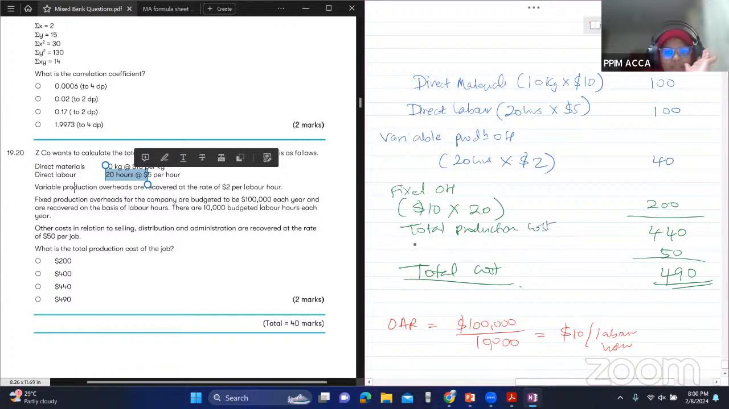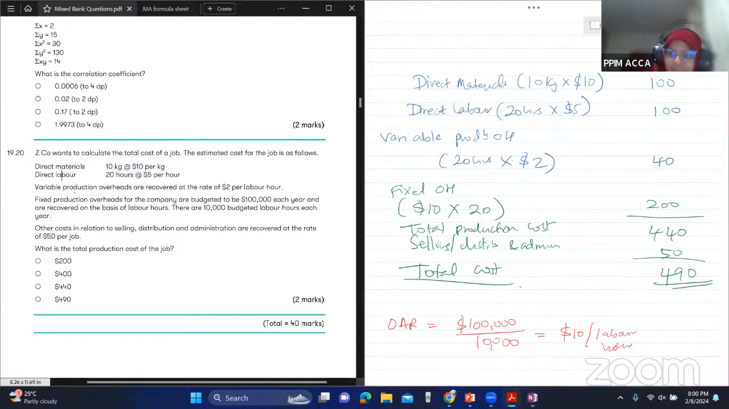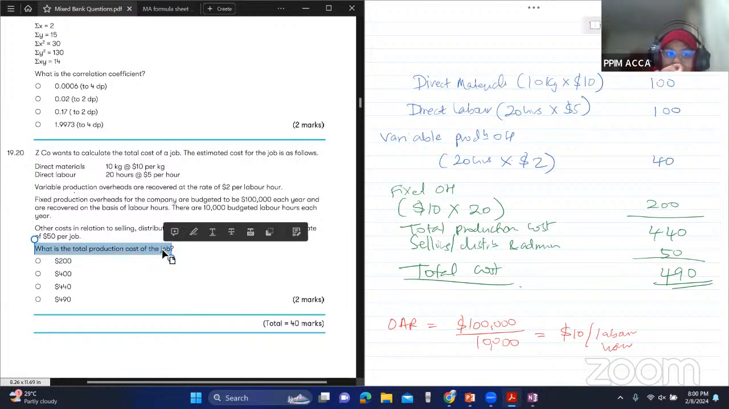Production cost, and then this is the selling, distribution, and admin, so that is 50. When it comes to job costing, we will add the 50 and say the total cost is 490. But now, just now I checked the question, it's saying total production cost of this job, which, like somebody said, is 440. But why I added the 50 is just to show that when it comes to job costing, we include the selling, distribution, and admin as well. When it is absorption costing or marginal costing, we don't do that. Just to show you the difference between the two.